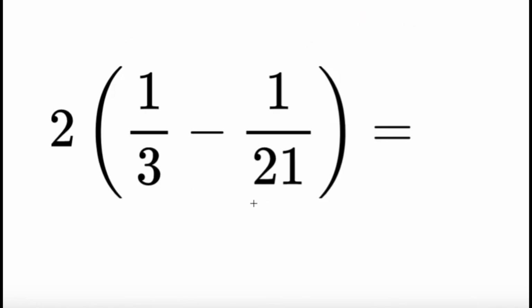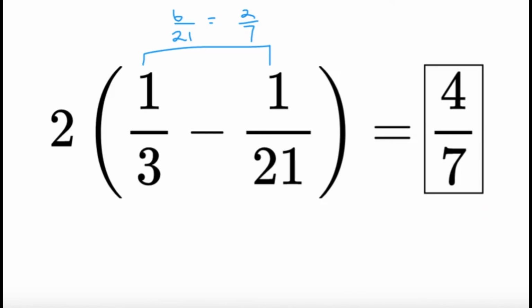So 1/3 minus 1 over 21: 1/3 is technically 7 over 21. So whatever is inside is going to be 7 over 21 minus 1 over 21. That's going to be 6 over 21, and in lowest terms, that's going to be 2/7. So 2 times 2/7, we reach the final answer of 4/7.